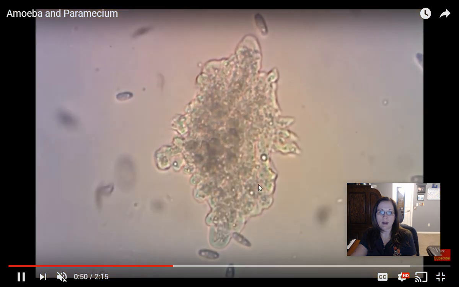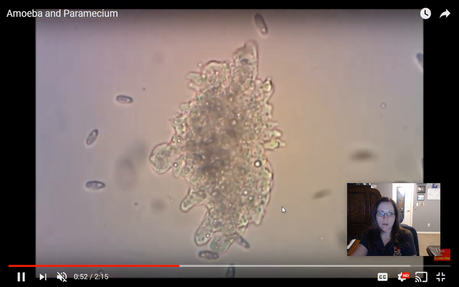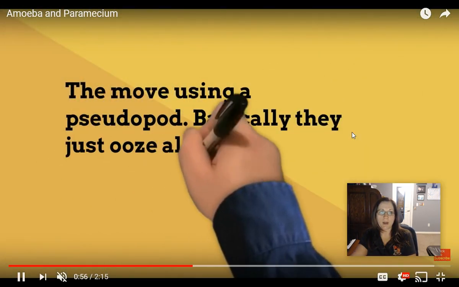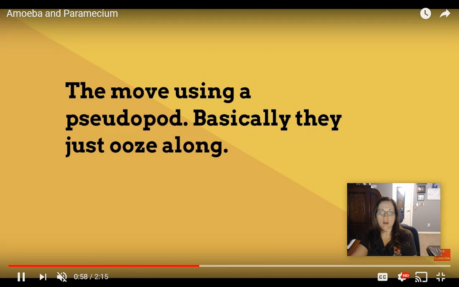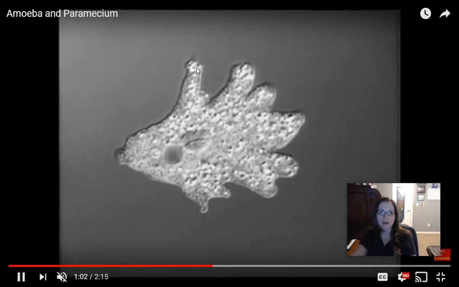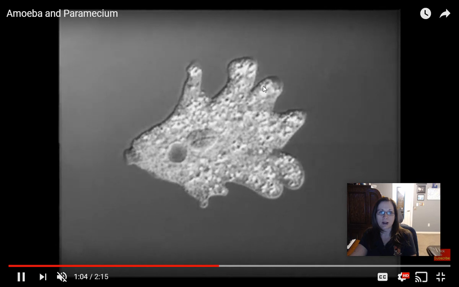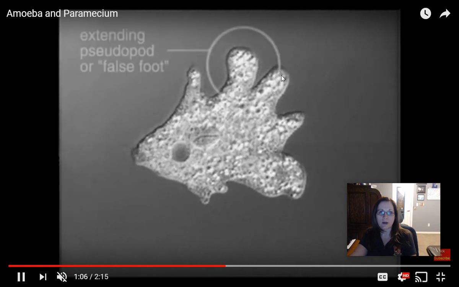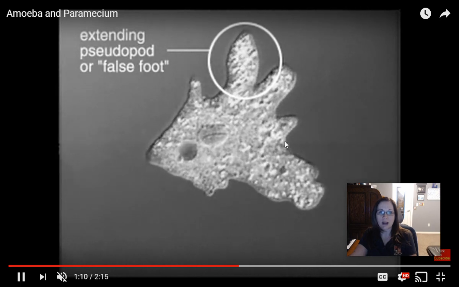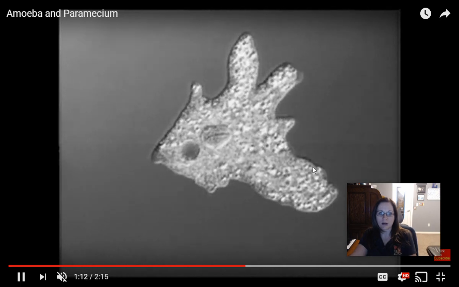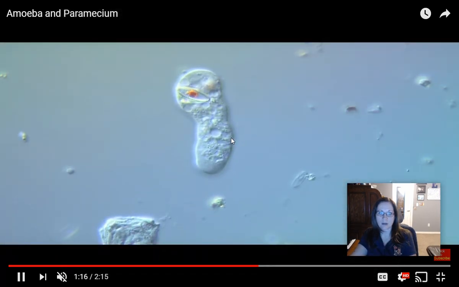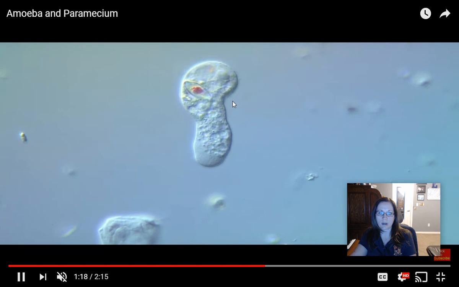There is an amoeba, and then the parameciums, you can see them moving really fast. They move using a pseudopod. Basically, they just ooze along. That's your amoeba. So you can see these are the pseudopods, right? It's kind of like their feet moving them forward. It means a false foot, and it just kind of oozes along as it goes. And here's another one.